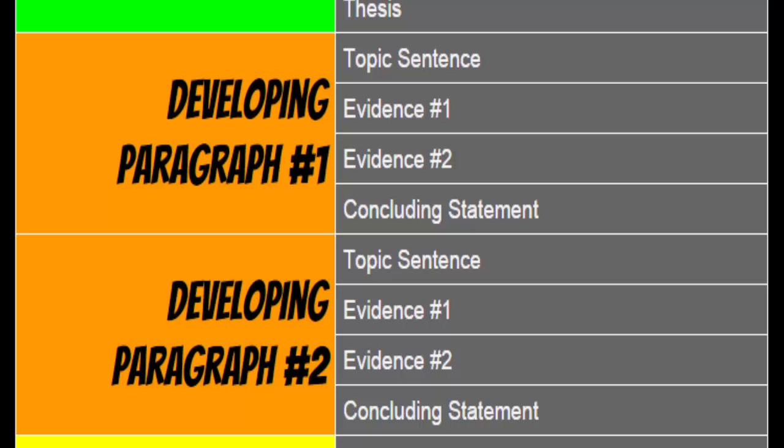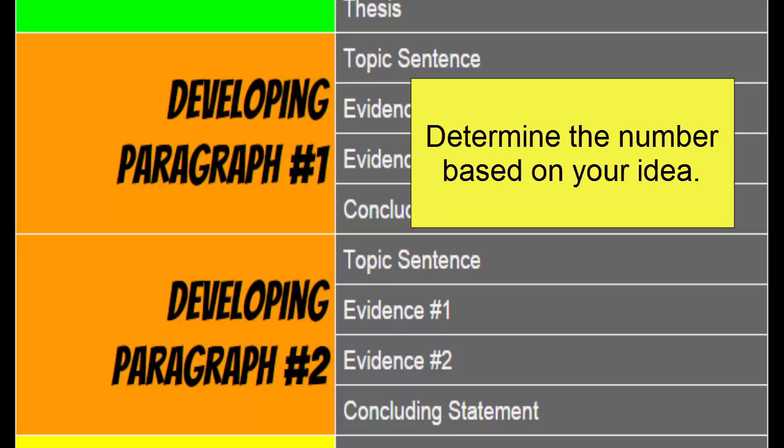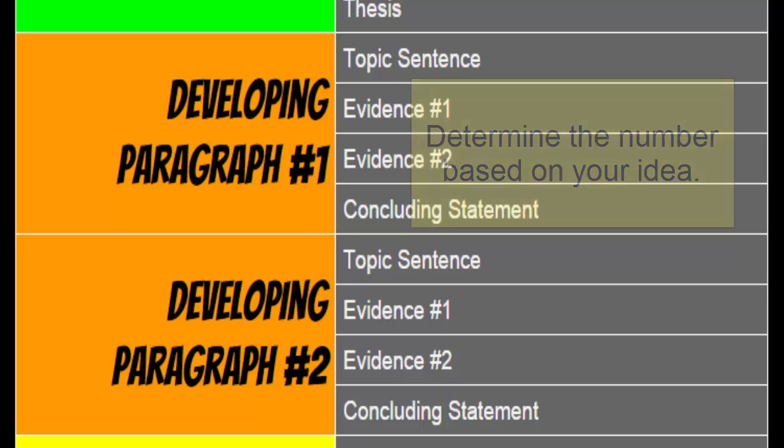The blueprint has given 2 developing paragraphs. However, you may develop 3, 4, possibly even 5 paragraphs. Remember that you should determine the number of developing paragraphs based upon your ideas. If this is a simple contrast essay, for example, then you may only want 2 developing paragraphs, 1 for each subject that you're contrasting. Determine the number based on your ideas.